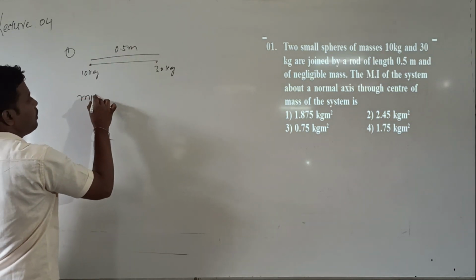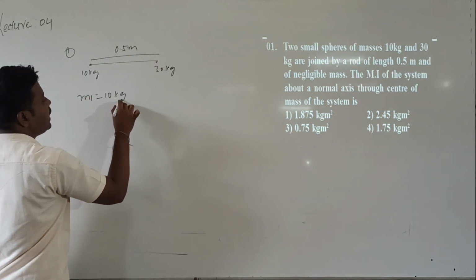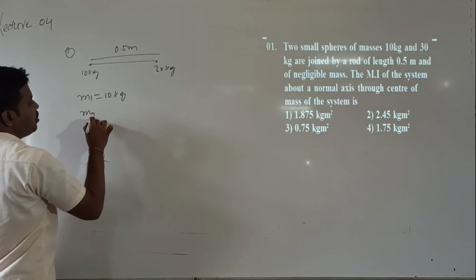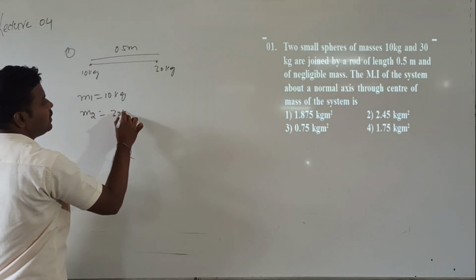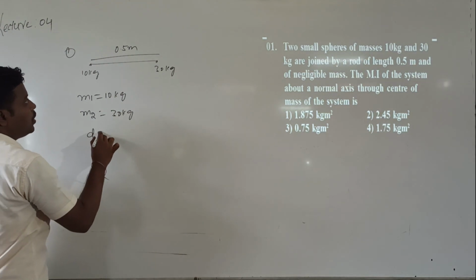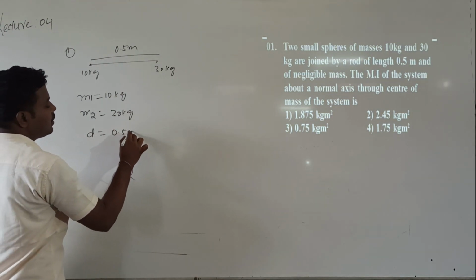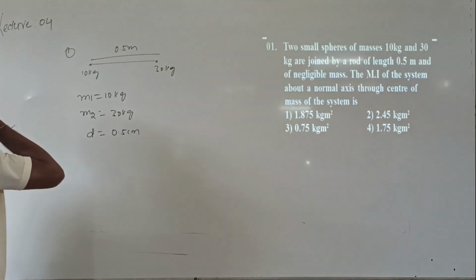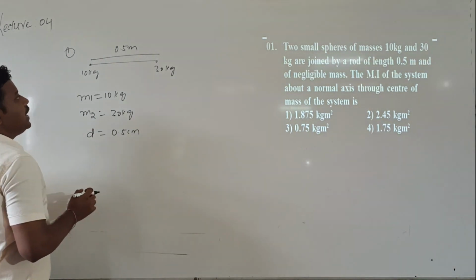Can I call the first body mass M1? M1 is equal to 10 kg. Second body mass M2. M2 value is equal to 30 kg. Separation between the two bodies is given by 0.5 meters. They are asking the moment of inertia about an axis passing through the center of mass.